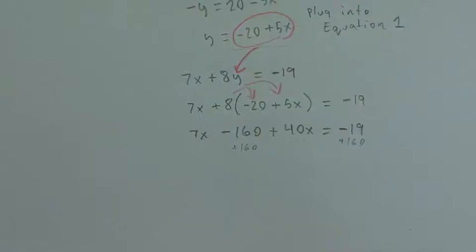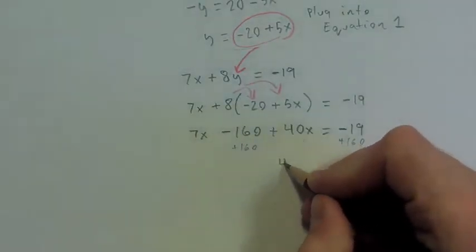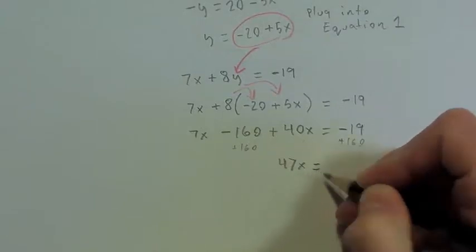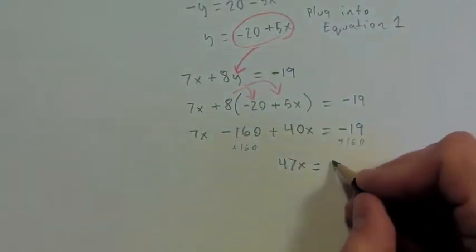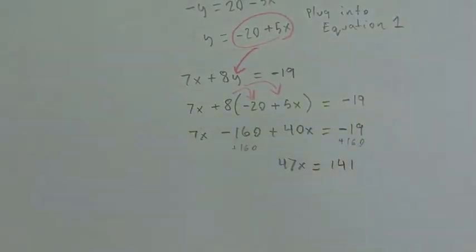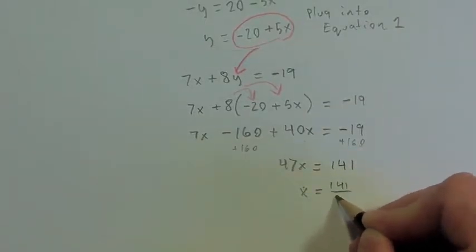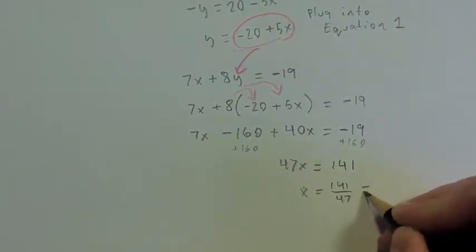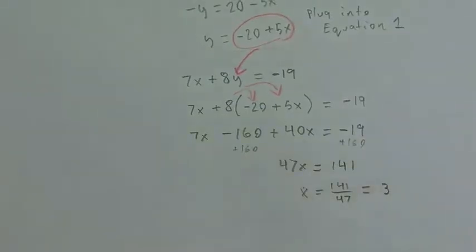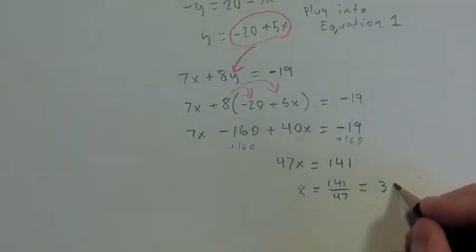So what we end up with here is 47x is then equal to 141. So x will then be 141 divided by 47, which ends up being 3. So x is equal to 3.